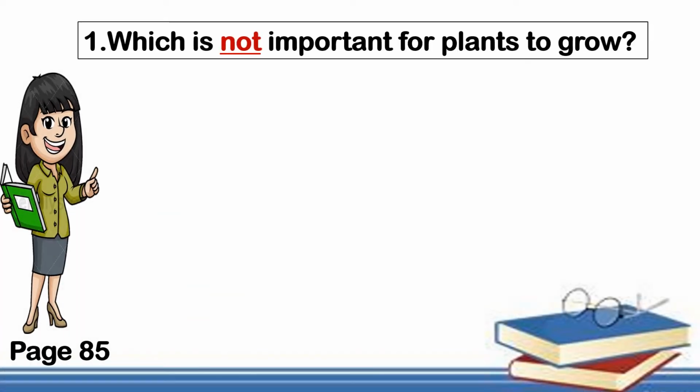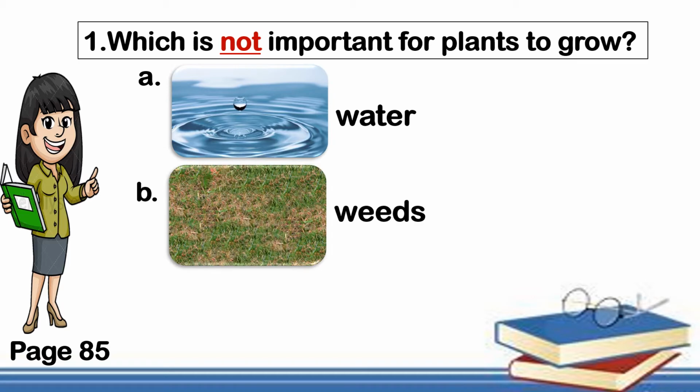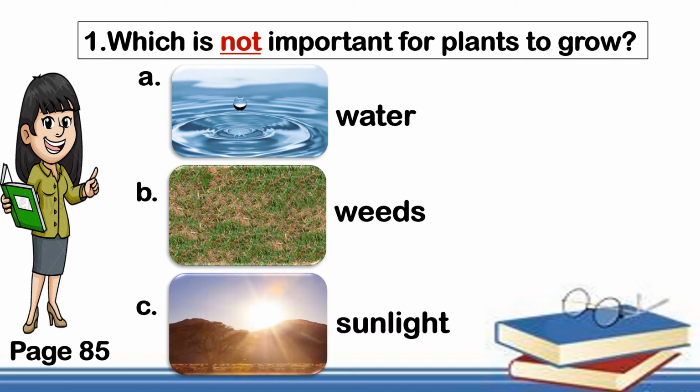The number one question is, which is not important for plants to grow? Letter A, water. Do you think water is not important for plants? Letter B, weeds. These are grass, weeds. And letter C, sunlight. Which is not important: water, weeds, or sunlight?